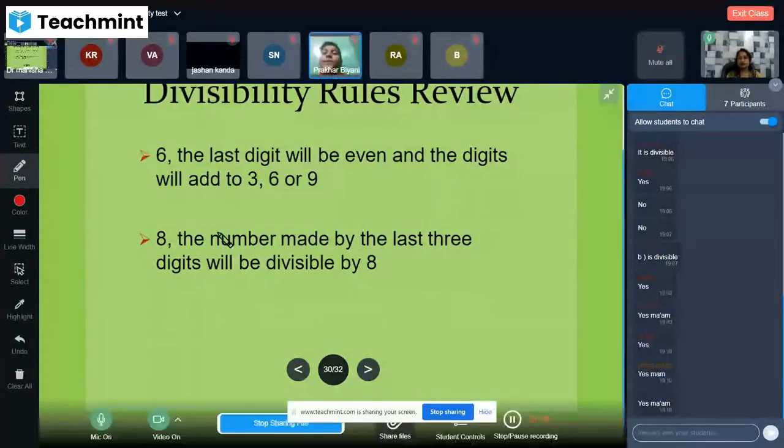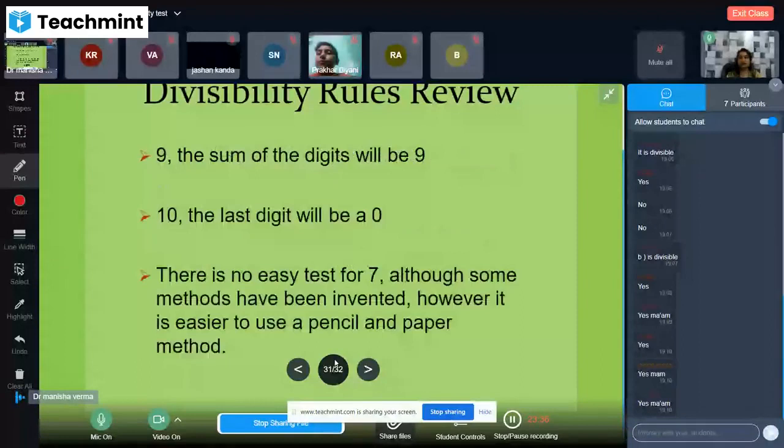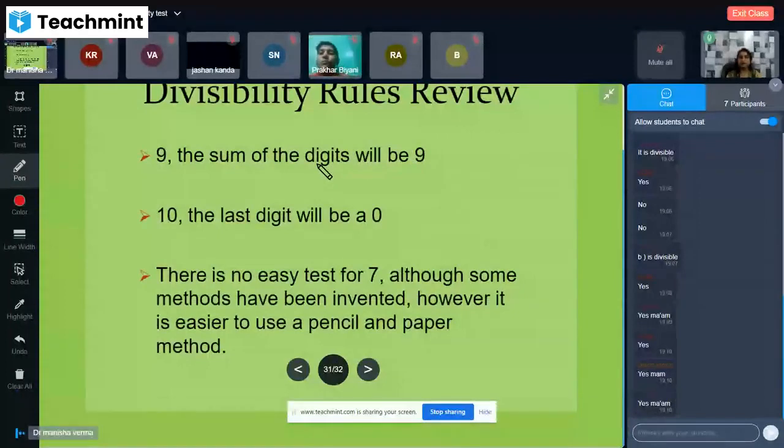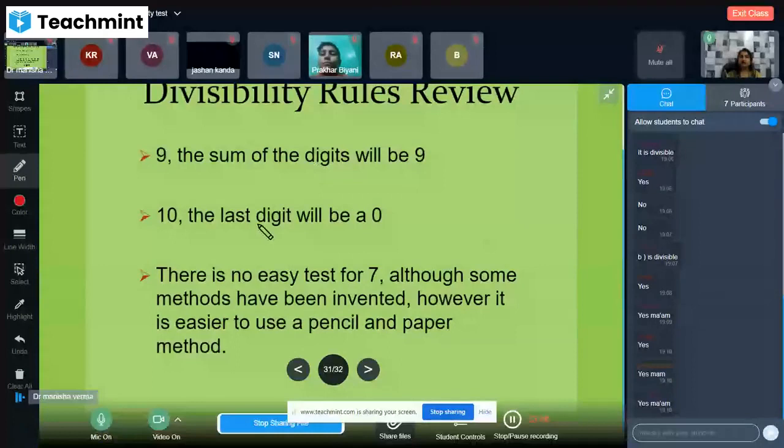Then we come to 8. We have to see the last 3 digits and they should be divisible by 8. वो 8 से completely divide होनी चाहिए, last की 3 digits, right? And for 9, the sum of the digits should either be 9 or a multiple of 9. And for 10, the last digit should be 0.